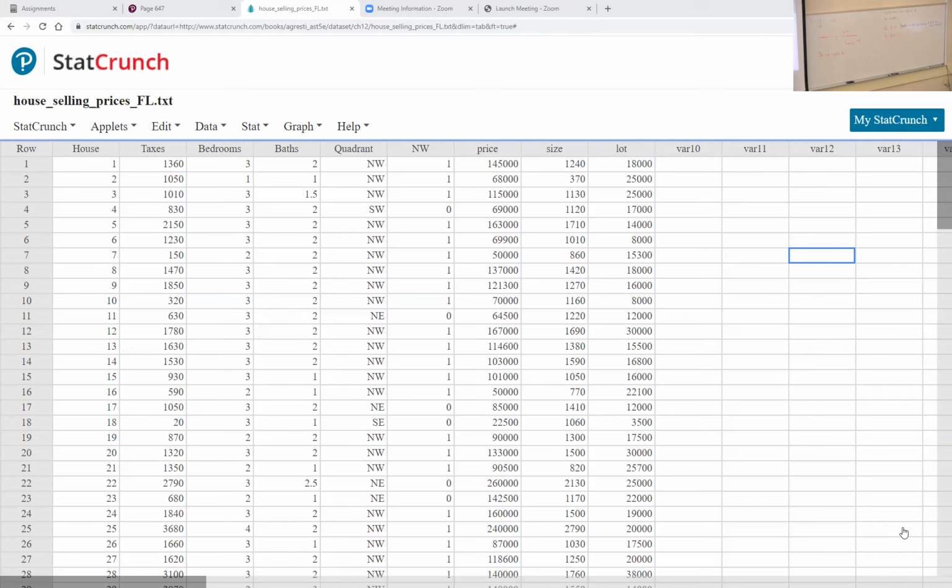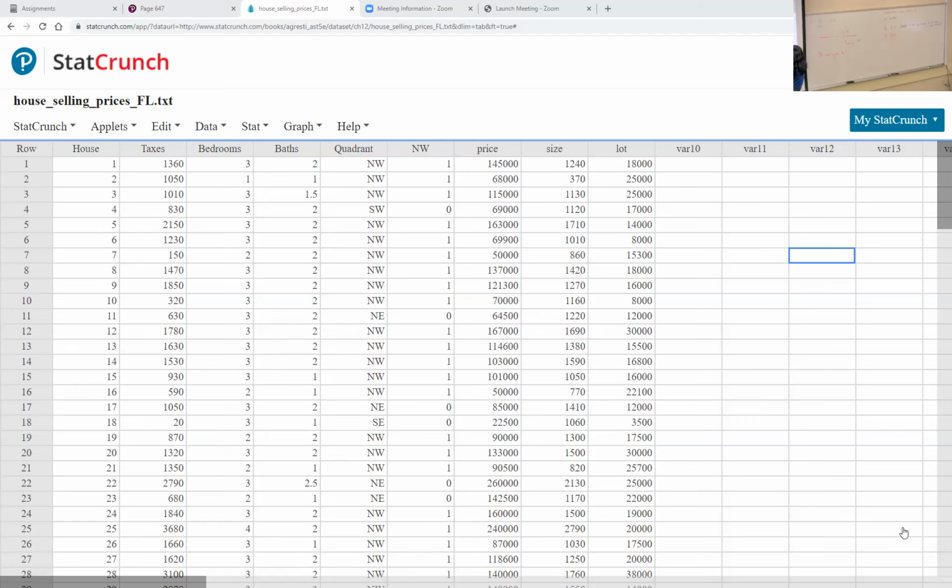How about taxes? Would taxes determine the price of your house? Yes. What about the number of bedrooms? Yes. What about the number of bathrooms? Yes. What about the footage? In other words, where you live, or where the house is at? Yes. What about NW? I don't know what that is. I have to look at the description.